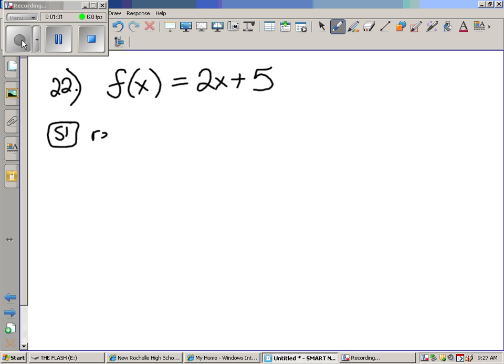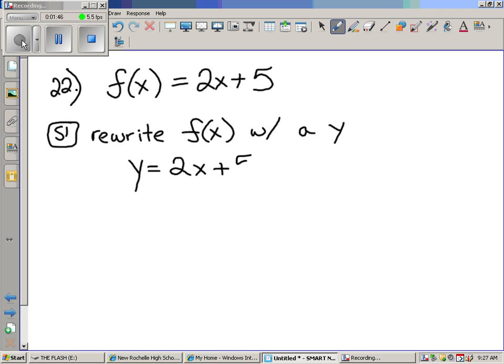Step 1: rewrite f of x with a y. So here's what it is. It becomes y equals 2x plus 5. That's just to make the next few steps easier, honestly. So there's the equation.